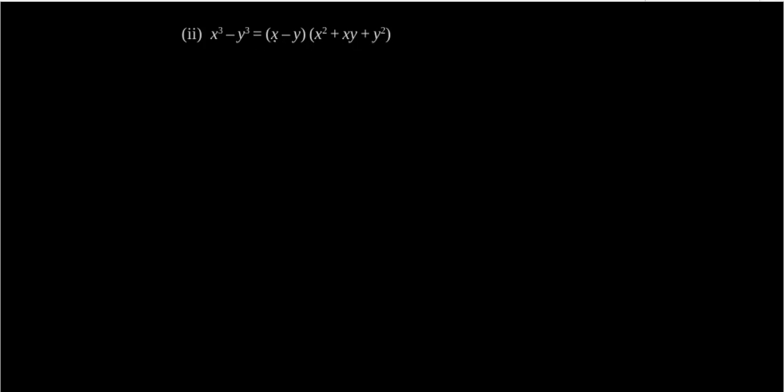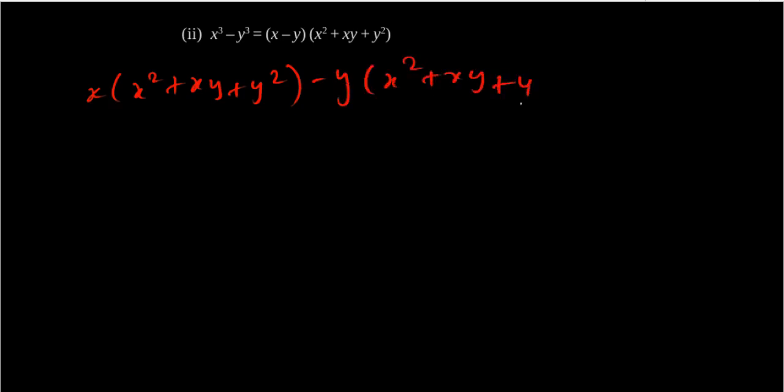So for this, we have to multiply x with this polynomial, and minus y with this polynomial. So x times (x square plus xy plus y square) minus y into (x square plus xy plus y square). If you multiply, we get x cube plus x square y plus xy square. That means with x you are multiplying all three terms. So x into x is x square, x square into y... x into x become x square y. Here y square is there, we multiply x, so we get xy square.